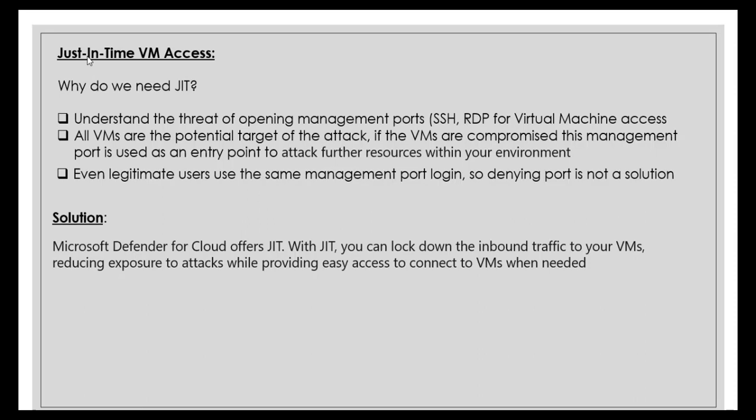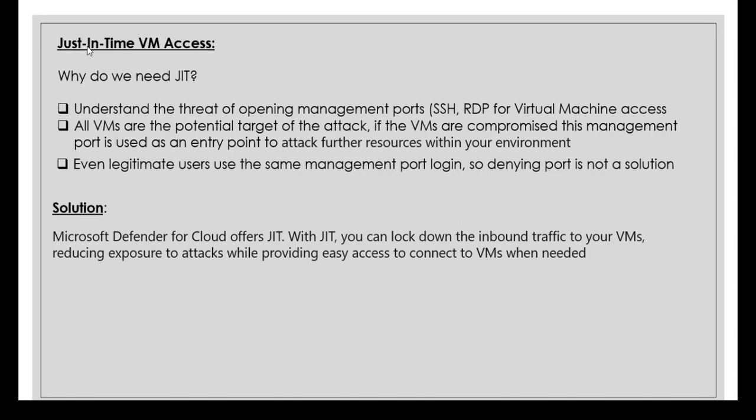There's always a threat when you open a management port. When I say management port, SSH and RDP, that is port 22 and 3389, these are all management ports. When your VM is compromised, these ports become the entry point for hackers. But the problem is that even legitimate users use the same ports, so we cannot deny access or close all these ports. So what is the solution? There are multiple other solutions, like giving access to a specific IP or an internal IP, and things like that. What is the solution for it?